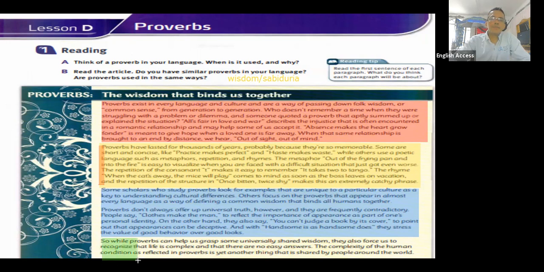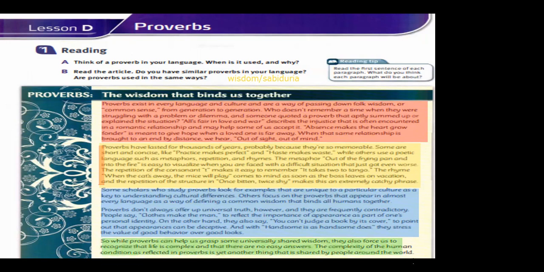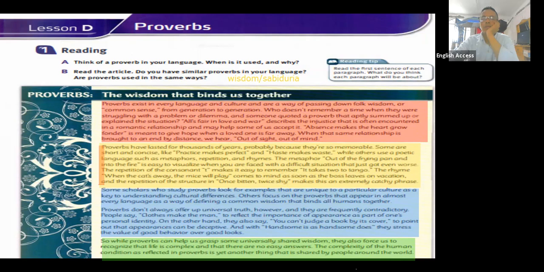Okay. So while proverbs can help you grasp some universal shared wisdom, they also force you to recognize that life is complex and that there are no easy answers. The complexity of the human condition as reflected in proverbs is yet another thing that is shared by people around the world. Okay, good.